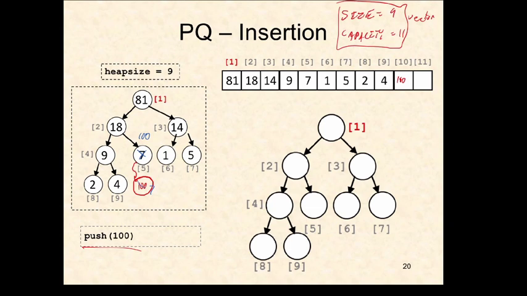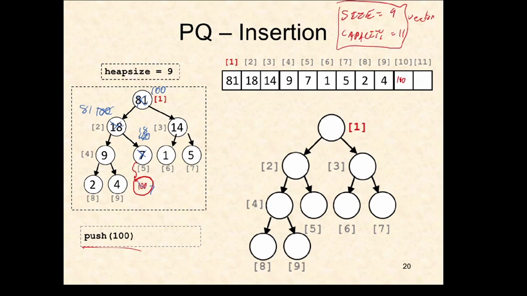Then we have to keep fixing up until we either restore the property or we get to the top. So we check 100 compared to 18. Higher priority than your parent, gotta swap. So 100 moves up, 18 moves down. Keep comparing to your parent. 100 compared to 81. Higher priority than your parent, we gotta keep swapping. So 81 moves down, 100 moves up. We've reached the root level. There's nowhere further to fix up, so we stop.